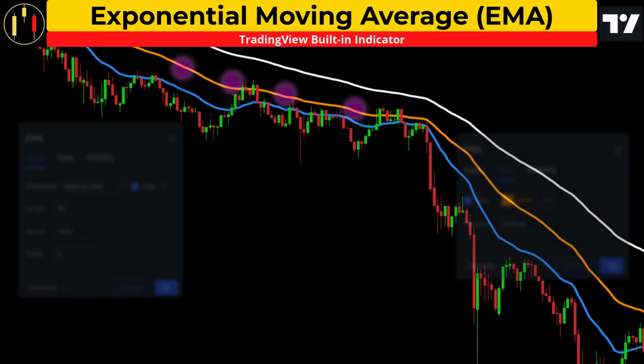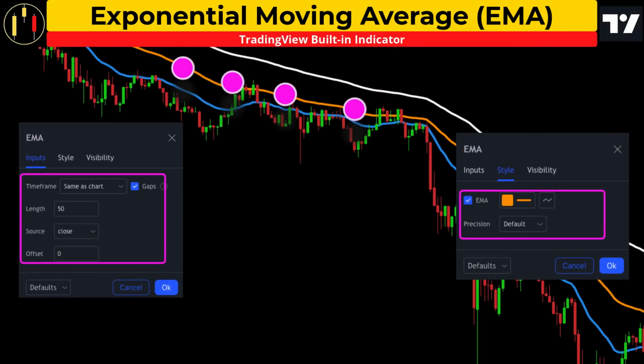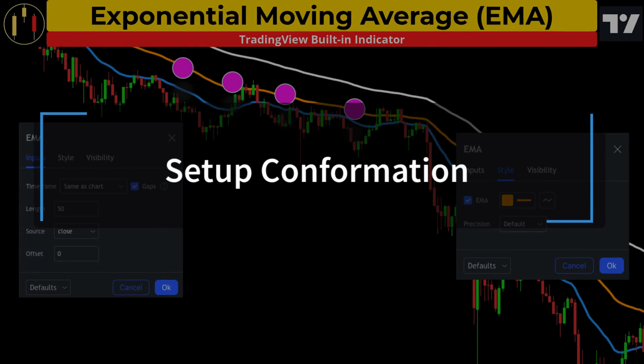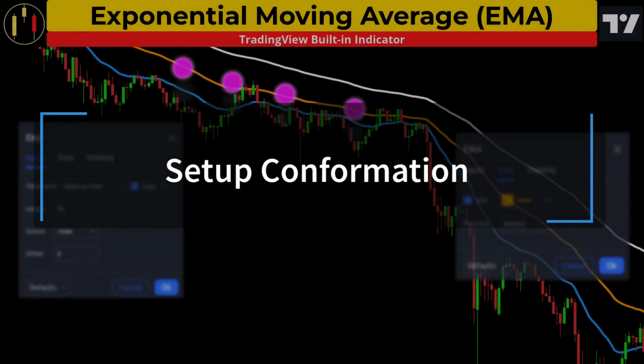The second free TradingView indicator is another EMA. This one will be colored in orange and the length will be set to 50. The 50 EMA will be used for setup confirmation.